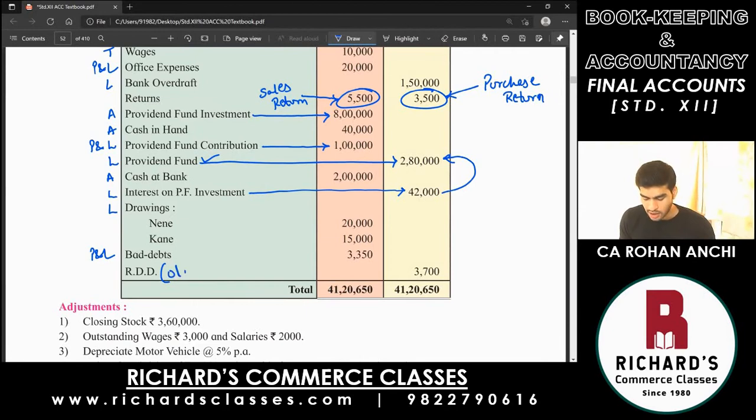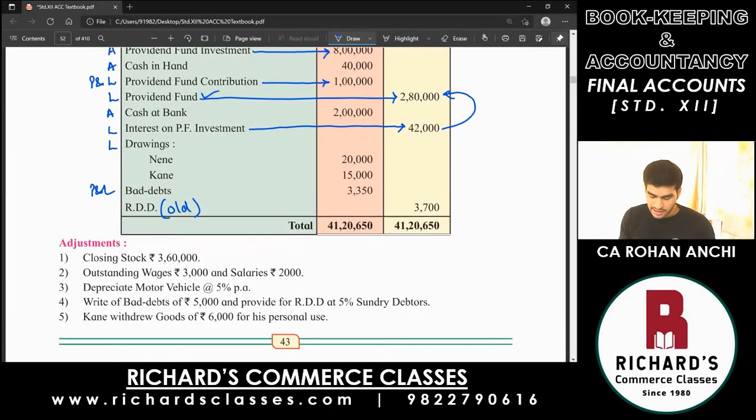Old RDD. Now there is bad debts in the trial balance. There is RDD in the trial balance. And later in the adjustments, you will see that there are two more adjustments on debtors, which is again new bad debts and new RDD. There is a specific way of writing all of these, which has to be clubbed together.